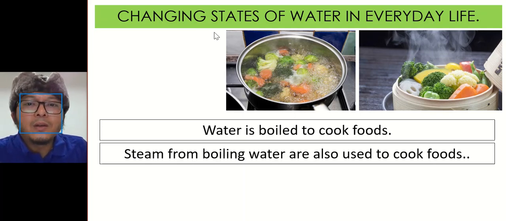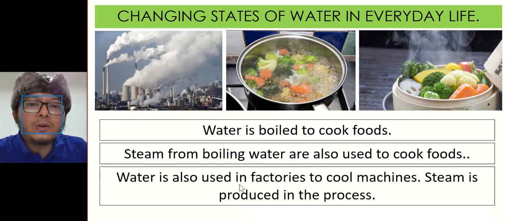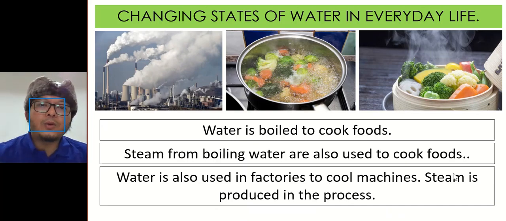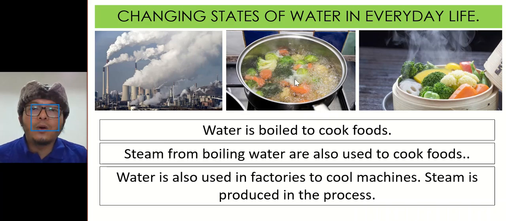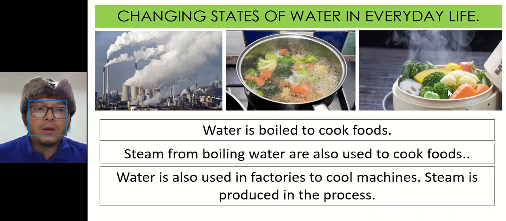So when water is boiled, it produces steam. Steam can be used for cooking. Water is also used in factories to cool machines. Steam is produced in the process. When you boil, you produce steam, for cooking food.